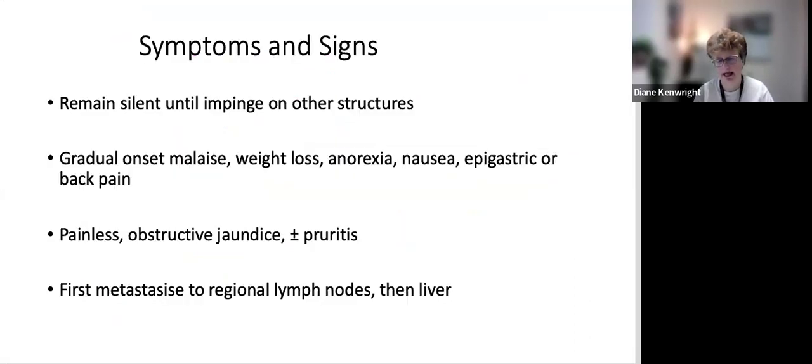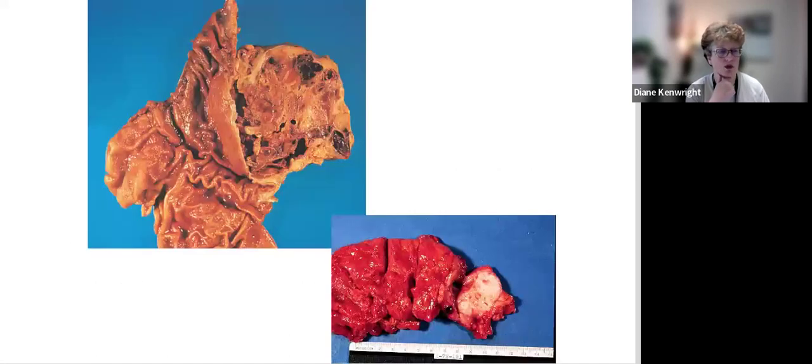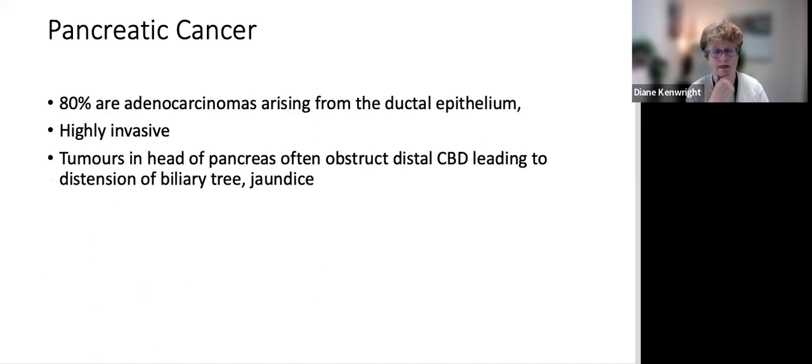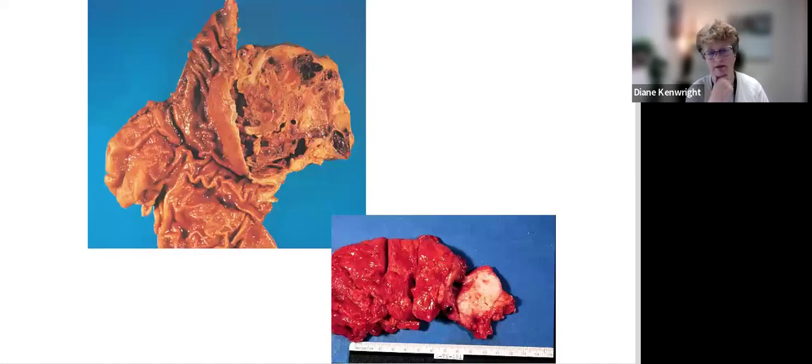Okay, so often these cancers grow silently deep inside the body, and they only give symptoms when they've, for example, obstructed the bile duct or metastasized to the lymph nodes and liver. Often they give non-specific symptoms like malaise and weight loss and nausea. When they invade around the nerves, they can give epigastric and back pain, but are inoperable by then. Okay, so most are ductal, highly invasive, occur at the head of the pancreas and obstruct the common bile duct, leading to distension of the biliary tree.